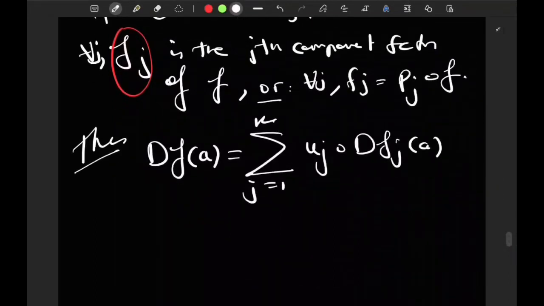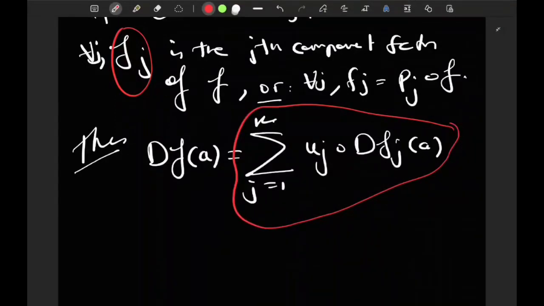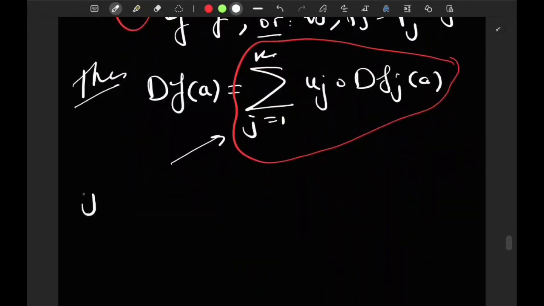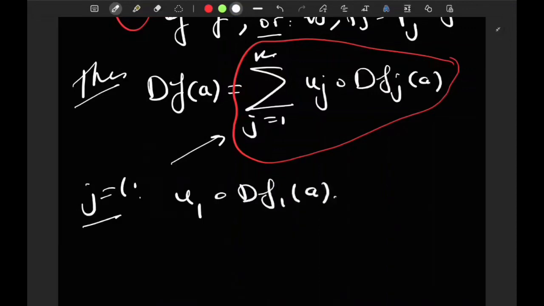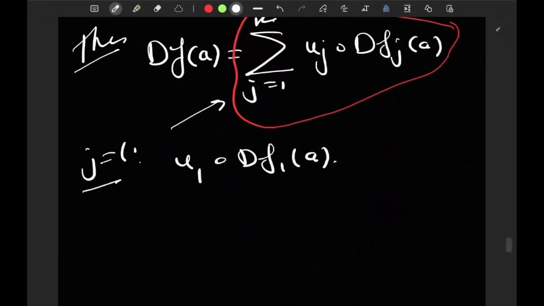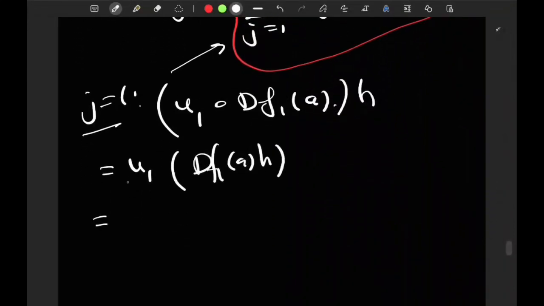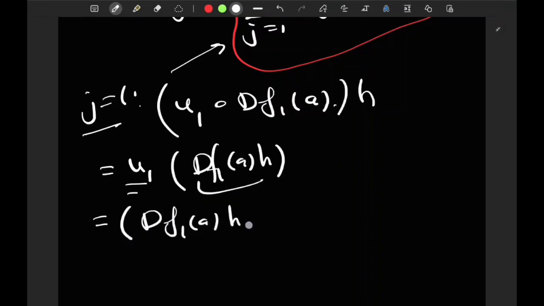I was trying to remind you of the uj for this purpose. So what's this kind of thing here? For j equal 1, let's say, we're looking at u1 composed with df1 at a. If you are applying this to a point h, this is u1 of df1 of a h, and what does the u1 do? It places this thing in the first coordinate. So this is df1 at a h, 0, and zeros.